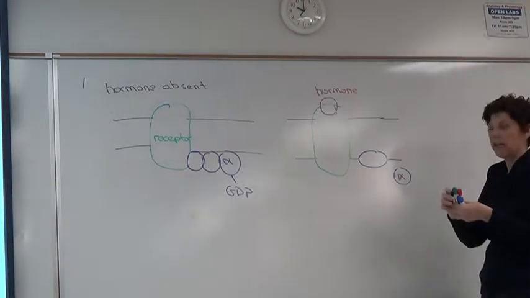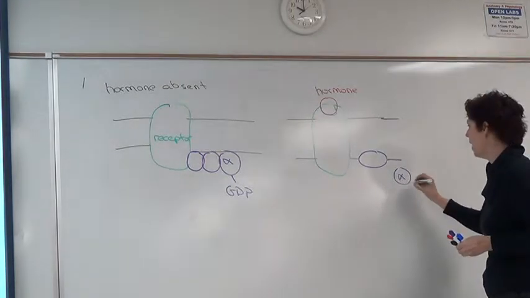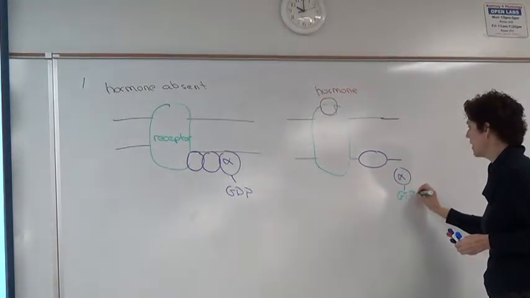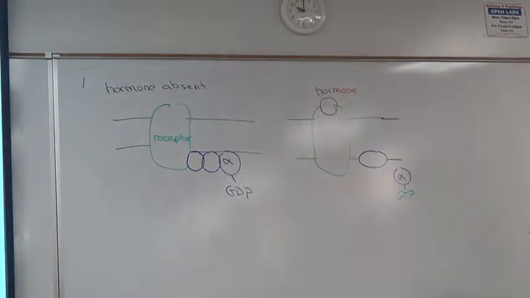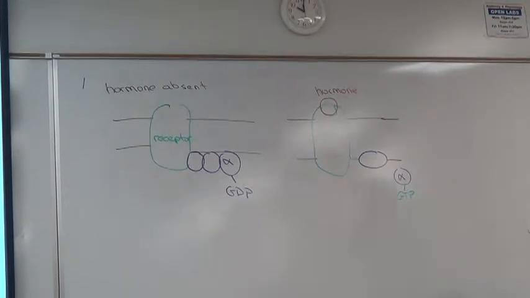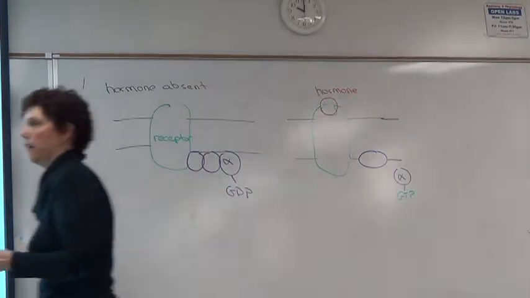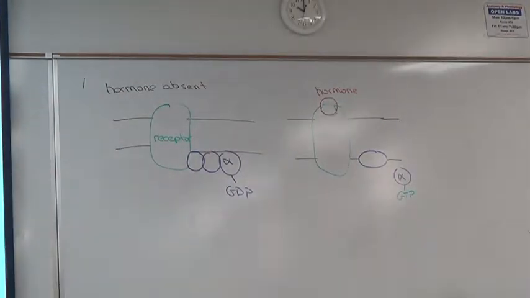And now that it's free of the other components of the G protein complex, its GDP is replaced with a GTP. And that activates the alpha subunit. So that's a temporary situation. So that's the common pathway.